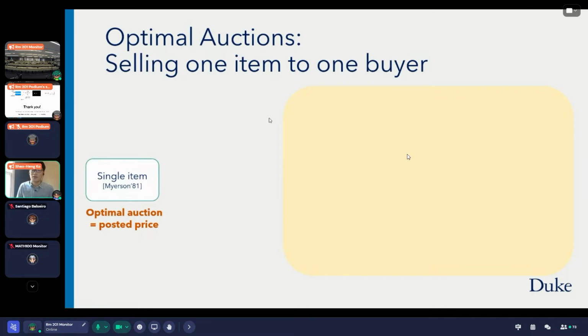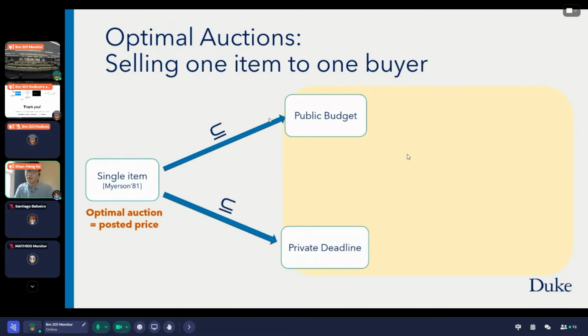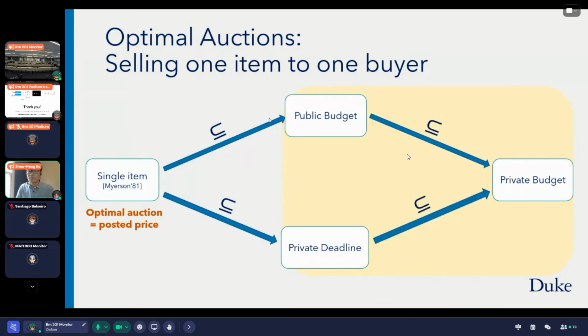For example, the buyer may have a budget on the payment, and here I mean the budget is strict, a strict upper bound on the payment, and by public we mean the budget is known to the seller. Or they may have a deadline and need to get the item before the deadline. Or even more generally, the buyer could have a private budget where the value and the budget can be arbitrarily correlated, which, as we'll see later, captures both the two intermediate settings.